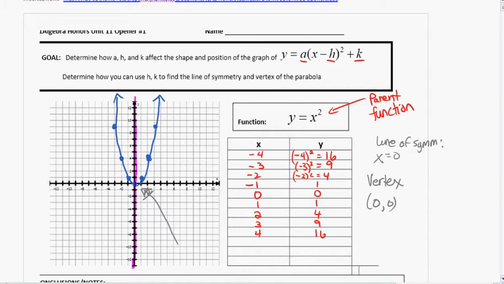Now, as we move forward, one question to ask yourself is, what are A, H, and K in this problem, so that when we see the line of symmetry and the vertex, we can start to make relationships. So for A in this problem, let's rewrite it in that form. This could be rewritten as y equals 1 times x minus 0 squared plus 0. So hopefully by this representation you can tell A is 1, H is 0, K is 0.